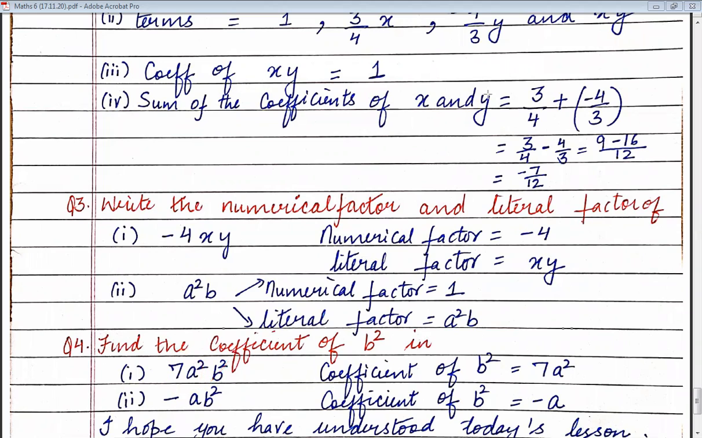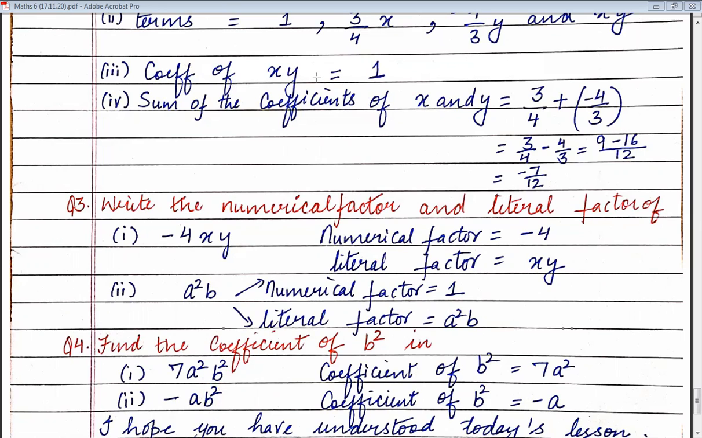Okay children. Now let's come to the next, second part, that is minus ab square. And again you have to find the coefficient of b square. So now children, let's see what is the coefficient of b square. Just hide b square; except b square, whatever is left, that will be the coefficient. So what is the coefficient of b square? That is minus a.